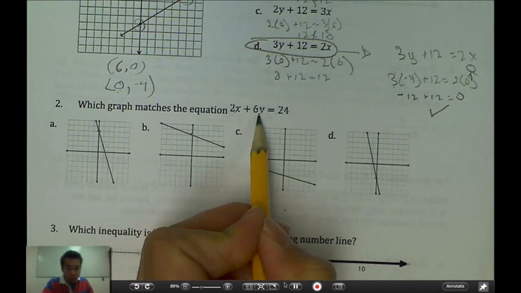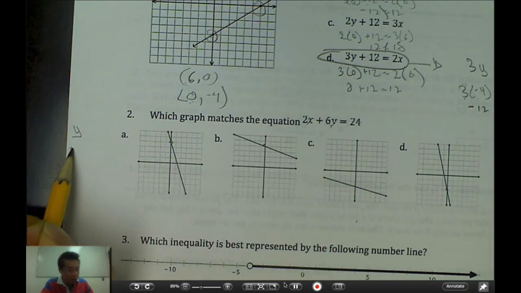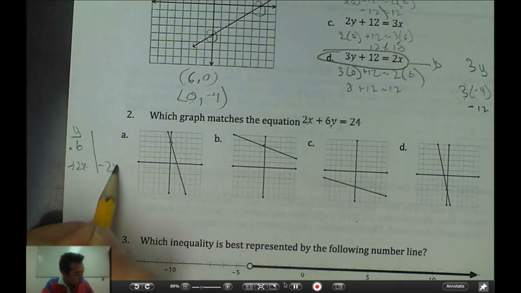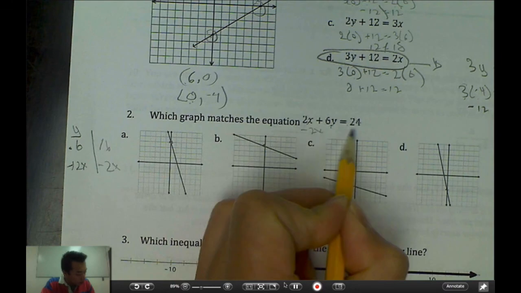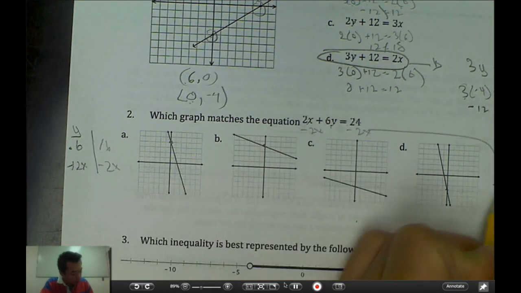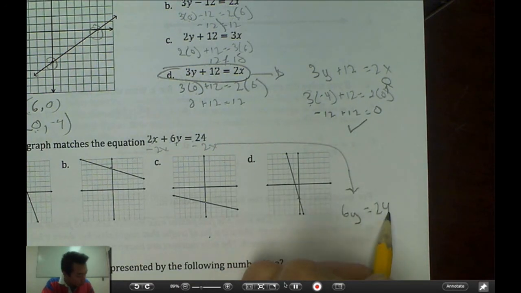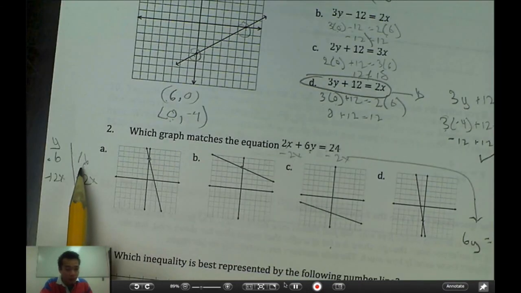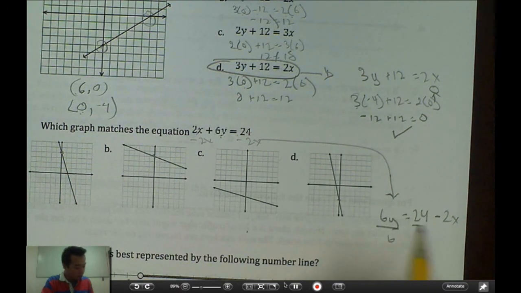If you wanted to solve for y, I'll do the slope-intercept form first. Here's y. The first thing that happens to y is it gets multiplied by 6, and it's increased by 2x. So the first thing I do to both sides is minus 2x and then divide by 6. So subtract 2x, and I get 6y is equal to 24 minus 2x. Next, like my step said, divide by 6. Just undoing it. Divide that whole side by 6.